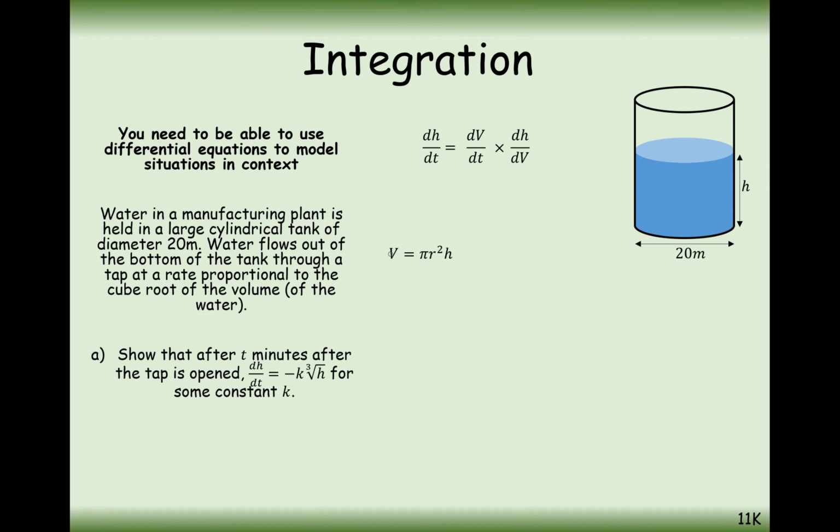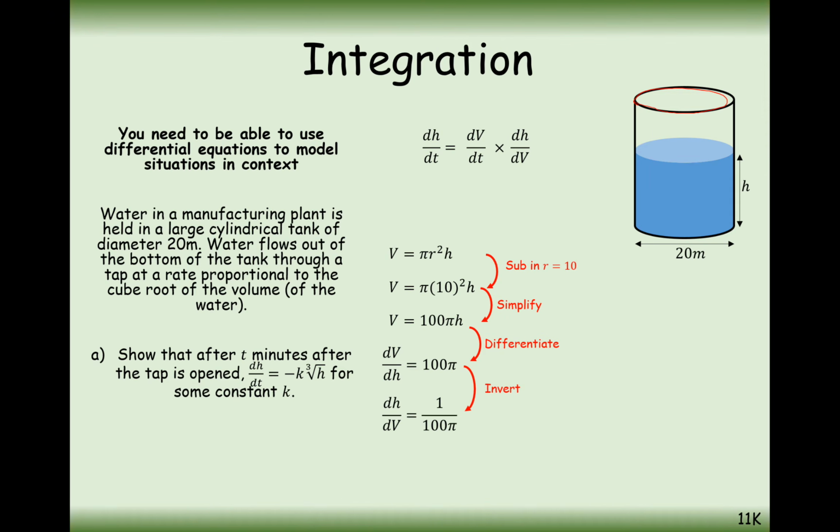First of all, the first component here, we have the formula for a cylinder, which is V equals pi r squared h. That's effectively the area of a circle times the height. And we know that the radius in this case is 10, so we can replace r with the value 10, so that's V equals 100 pi h, and then we can differentiate this with respect to h, so it's now just dV by dH equals 100 pi. We're not looking for dV by dH though, we're looking for dH by dV, so it's going to be 1 over 100 pi.